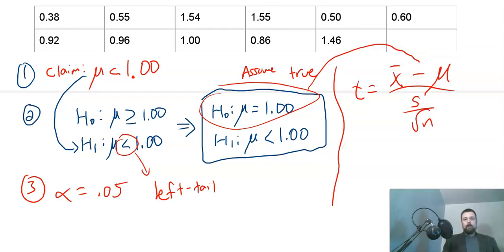Oh, I just cannot draw arrows very good here. Let's try this again.